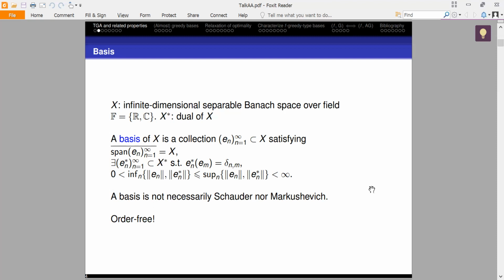The last property is that the norms of e_n and e_n star are bounded away from 0 and infinity. This is what we call the semi-normalization of the basis. So if you have the three properties, then your collection is a basis. Now, this basis is not necessarily Schauder or Markushevich, because for a Schauder basis, you need to put them in some order. But here we do not require any order at all. In fact, if you permute your basis, then you still have a basis. So that is the definition of a basis.